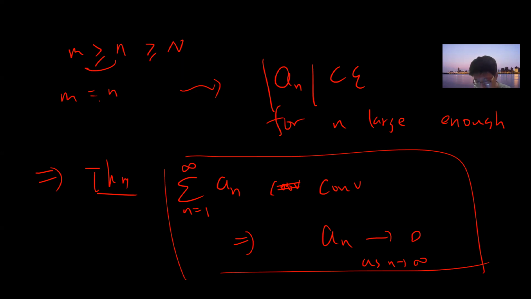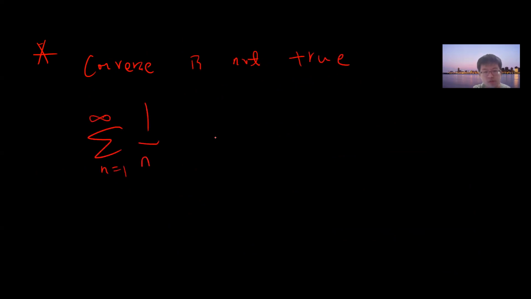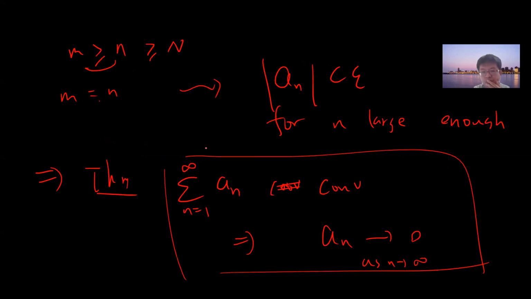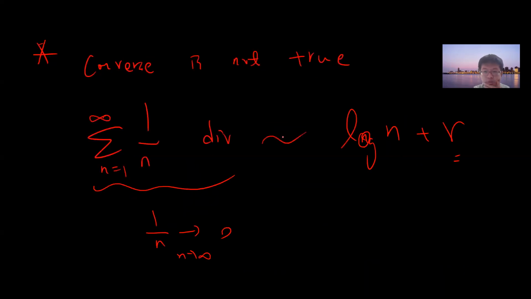But let's notice that the converse is not true. A famous example is the harmonic series. It diverges, and you can use calculus to prove it's basically up to log n plus the Euler-Mascheroni constant. So 1 over n goes to 0 as n goes to infinity, but this series still diverges, which tells you that the converse of this statement is not true.